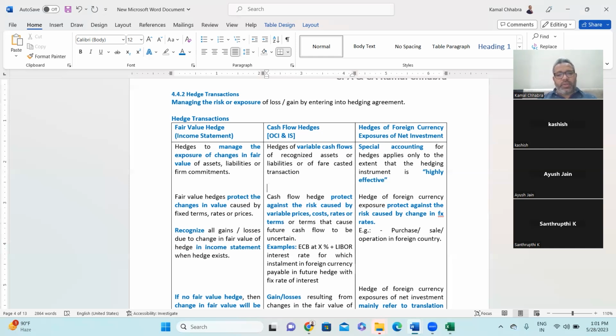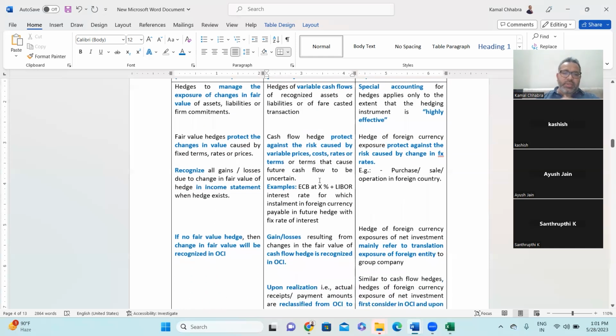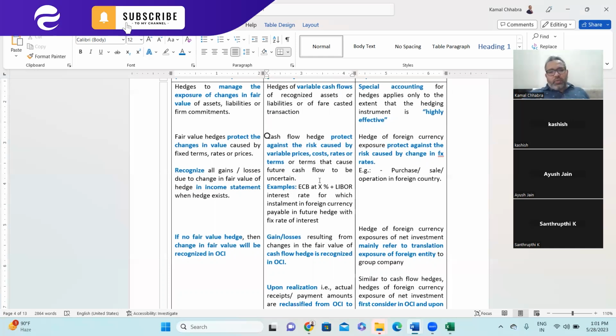Fair value hedge protects the change in value caused by fixed term rate or prices. Recognize all the gain or losses due to change in fair value of hedge in income statements. Keep this in your mind as a thumb rule for all fair value hedges: whatever the gain and loss will always go to the income statement. It will never go to other comprehensive income. So all the gain and loss always go into the income statement, right, Kashish?